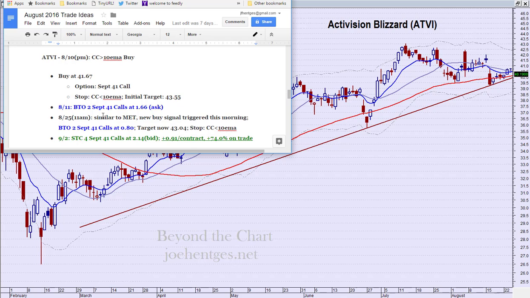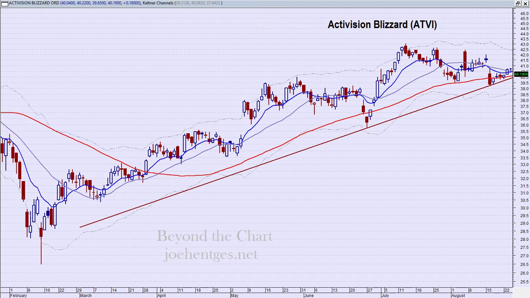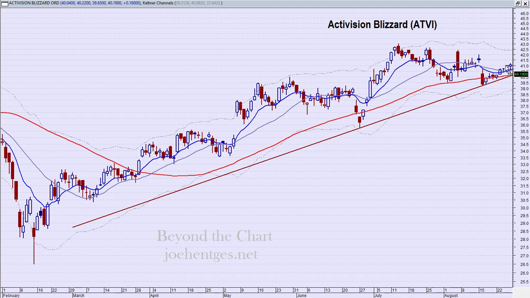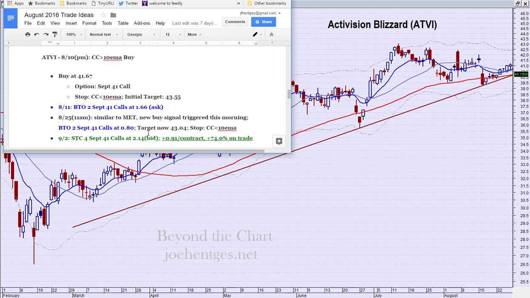This is about the only time I really think it makes sense to do this. It's really not averaging down. It appears that I'm averaging down, but in effect, I'm getting another buy signal and I'm going with it. So now we're in here on the 25th, and I set a new revised target based on the latest buy signal. Now 43.04, still the same stop.